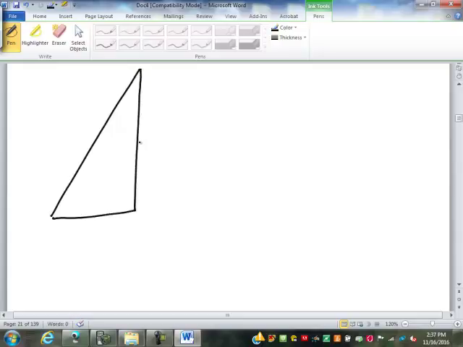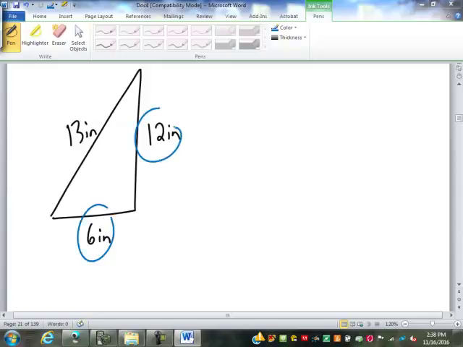So for this triangle here, in your notes, test for me to see, is that a right triangle? I'll give you a couple minutes to do that. Okay, so which two would have to be the legs if this is a right triangle? 6 and 12. So we're going to call those A and B. The longest one, 13, would have to be the hypotenuse if it's a right triangle. So we're going to call that one C.